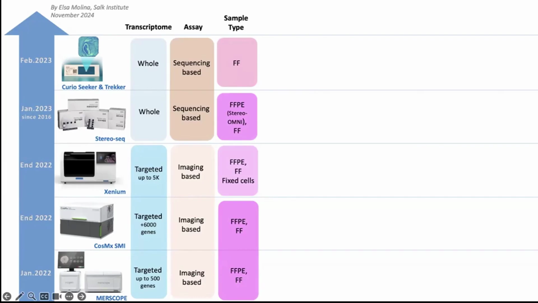What is interesting is you can also run fixed cells with the Xenium, which we actually tested here at the core with human neurons, and it worked very well. Just note that for Stereo-seq, for FFPE, it's called Stereo-omni, so maybe you have heard about it. This is the same thing. This is Stereo-seq, just with FFPE, and it's called Stereo-omni.